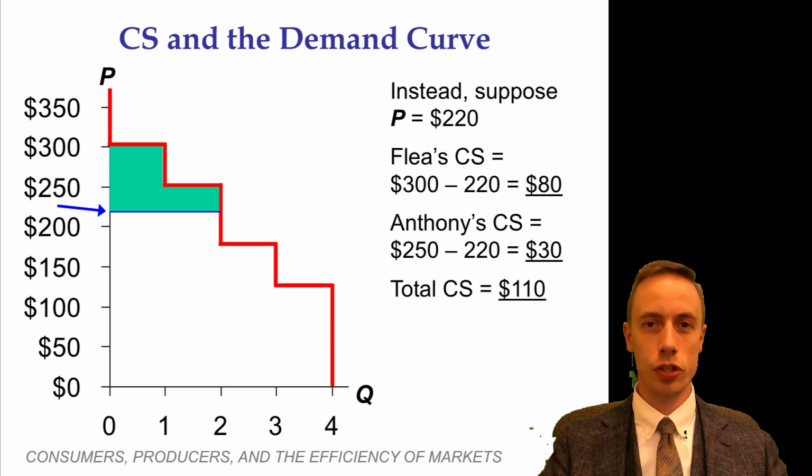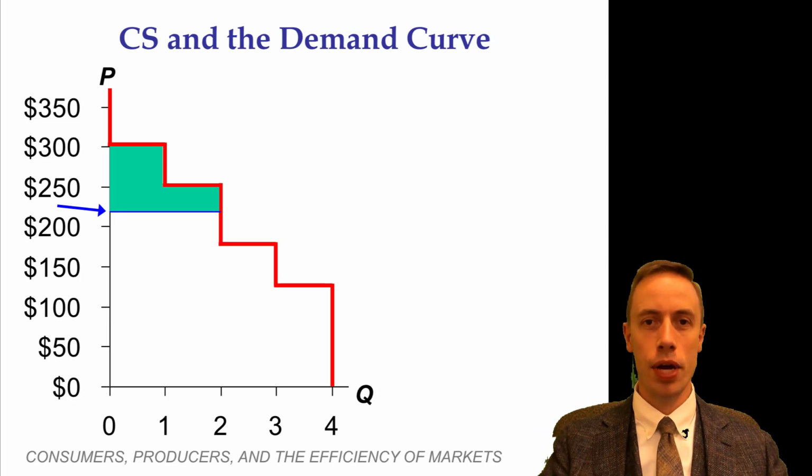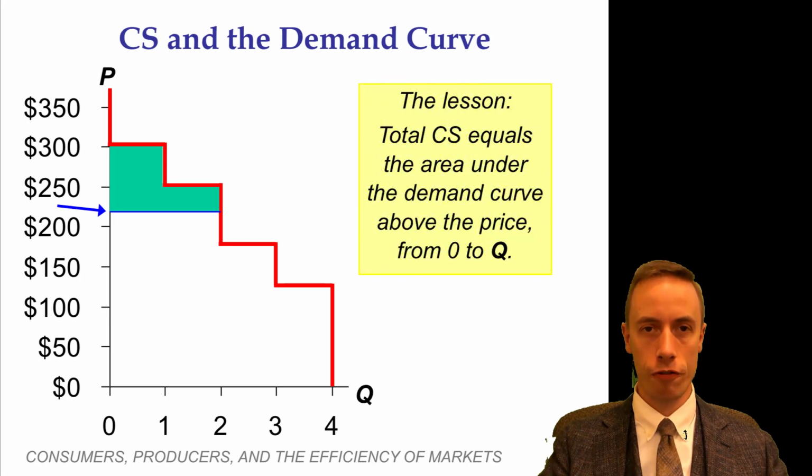Let me introduce you to the general rule of how you find consumer surplus using a demand curve. It's the area below the demand curve, above the price, for however many units are being sold. So in this example, a total of 2 iPads are being sold. We look below the demand curve and above the price for those 2 iPads.